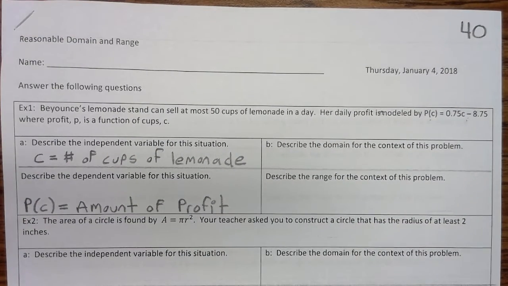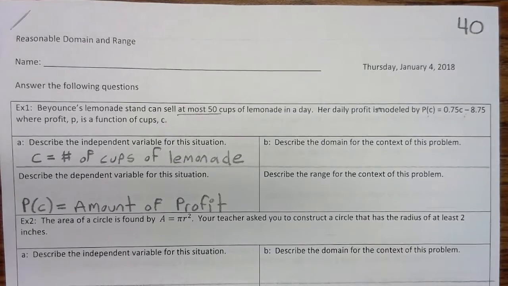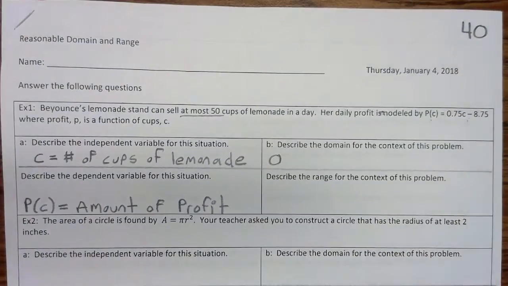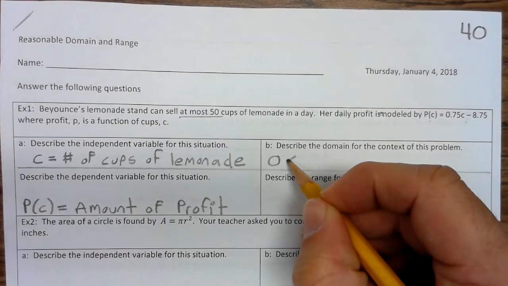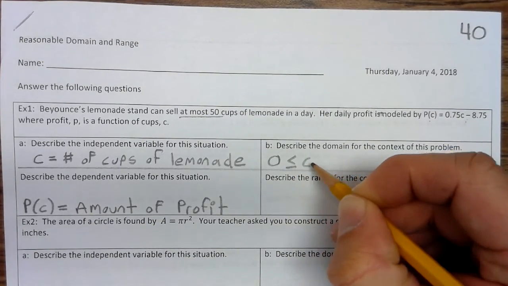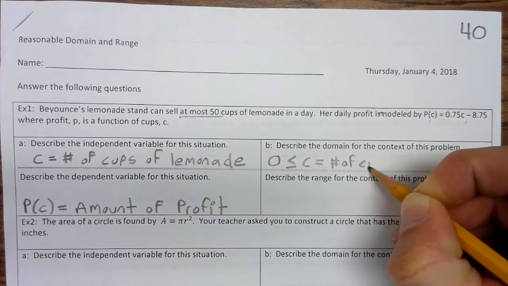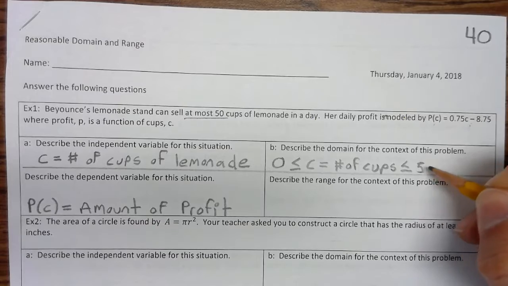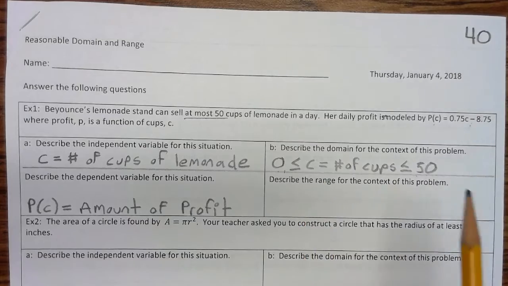All right. It says describe the domain for the context of the problem. Okay? It says here that you have at most 50 cups. So when it comes to cups, your domain is between 0 cups, because that's the least you can have. Okay, can't have negative cups. So 0 cups, which is less than or equal to C, which is the number of cups, less than or equal to 50. And basically what that says is the number of cups is between 0 and 50, including 0 and 50.